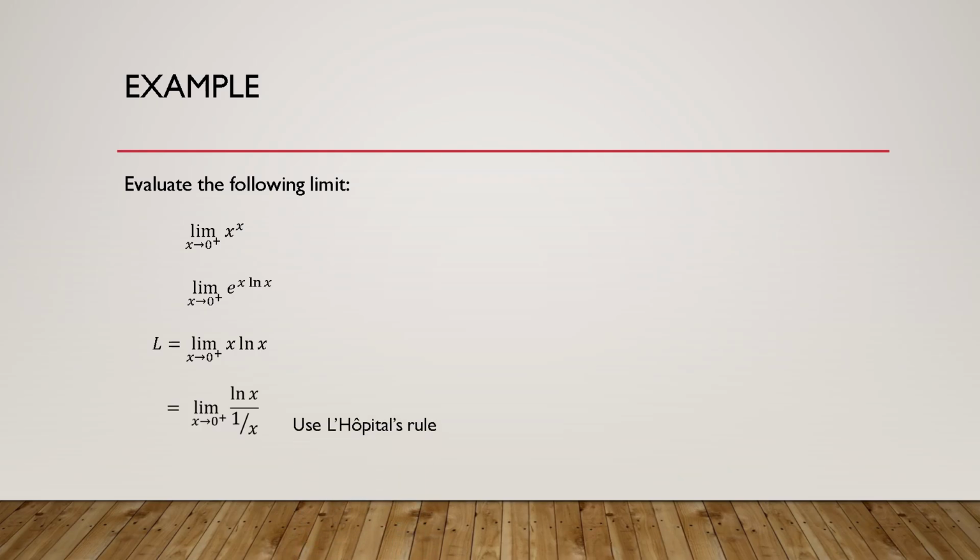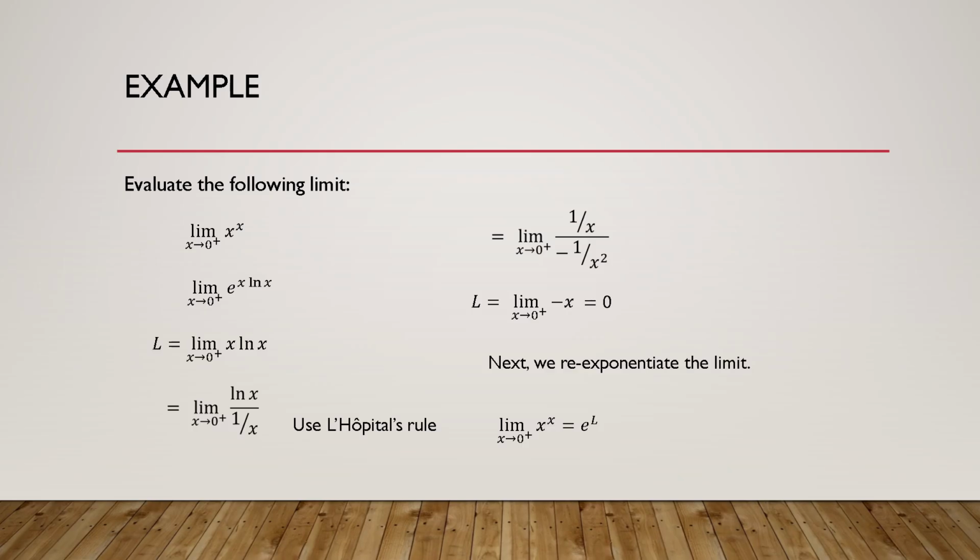Now we use L'Hopital's rule and take the first derivative to get the limit of 1 over x over negative 1 over x squared as x approaches 0 from the right. We can simplify this limit to negative x as x approaches 0 from the right, which is 0. Next, we re-exponentiate the limit. The limit of x to the x as x approaches 0 from the right equals e to the L, or e to the 0, which equals 1.